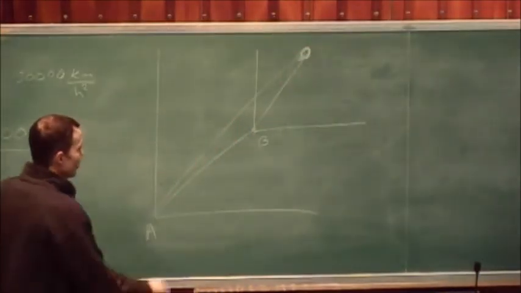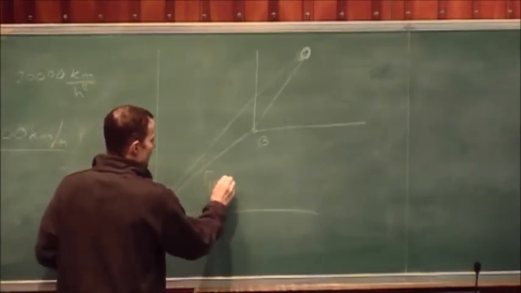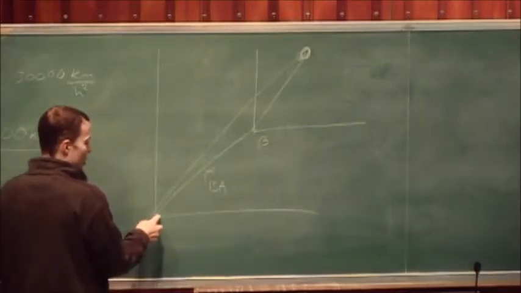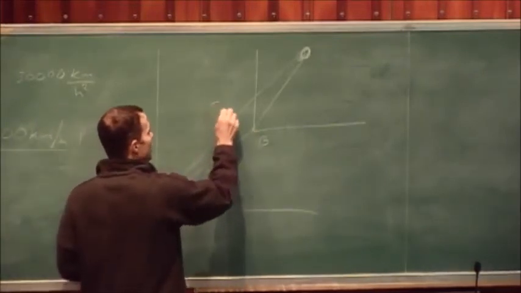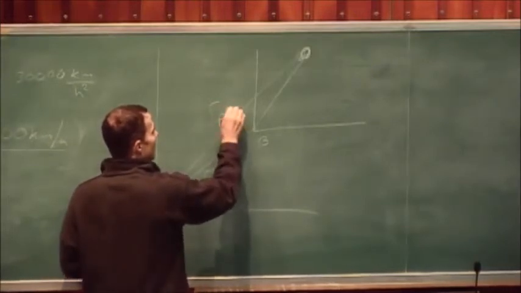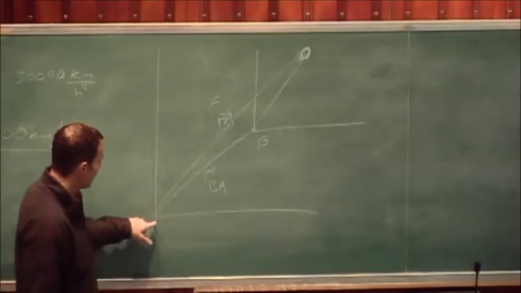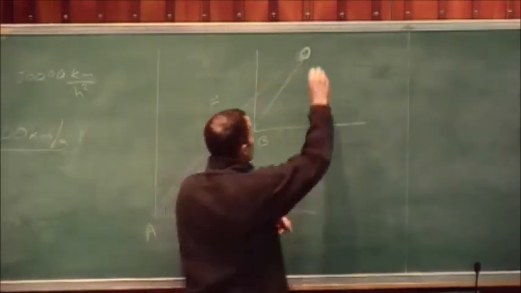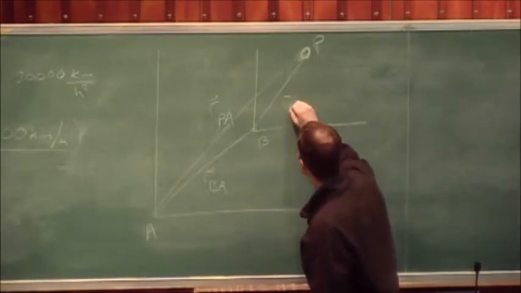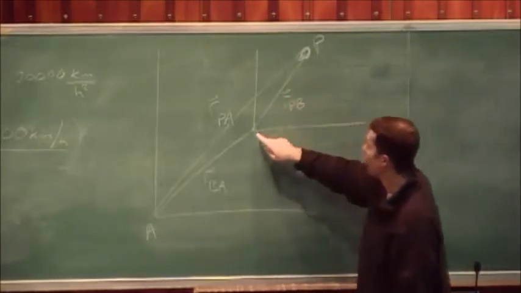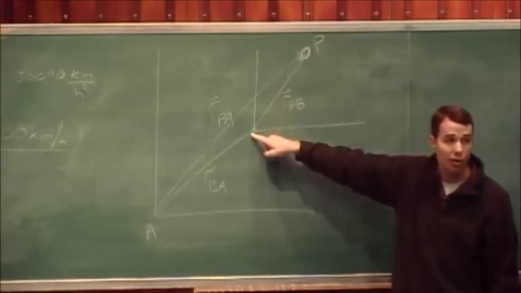Okay, so what I'm going to do is I'm going to have an R_BA, coming from the origin of this to the origin of that. Then I'm going to have an R_PA, which is the radius or the displacement vector relative to this coordinate up to P. And I'm going to have an R_PB. Or what is P relative to the origin of this coordinate system?